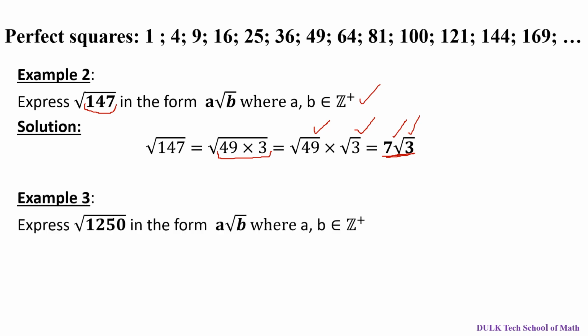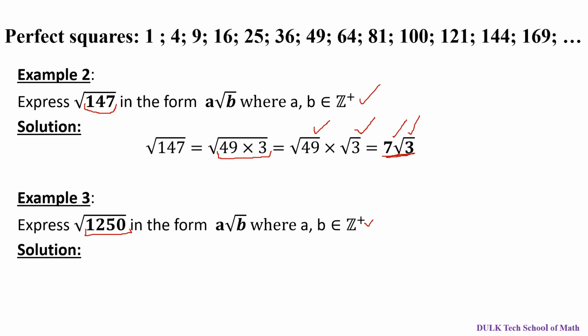Let's move on to example 3. We want to express the square root of 1250 in the form a root b, where both a and b are positive integers. From this list, we do not have the perfect square which is a factor of this one. But if we extend this list, we can find out that 625 is a perfect square. So 625 is the highest perfect square which is a factor of this one.